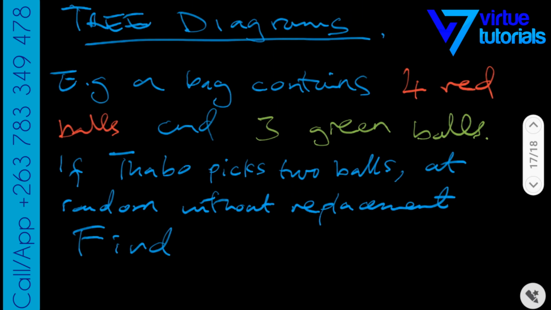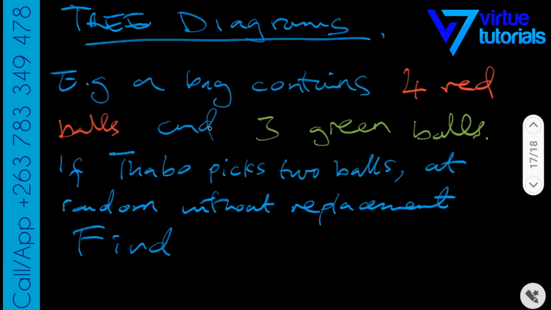Okay, so now we want to move on to tree diagrams. We want to talk about tree diagrams. So we're going to use this example to show how we can draw a tree diagram and how we can use it to make our calculations.